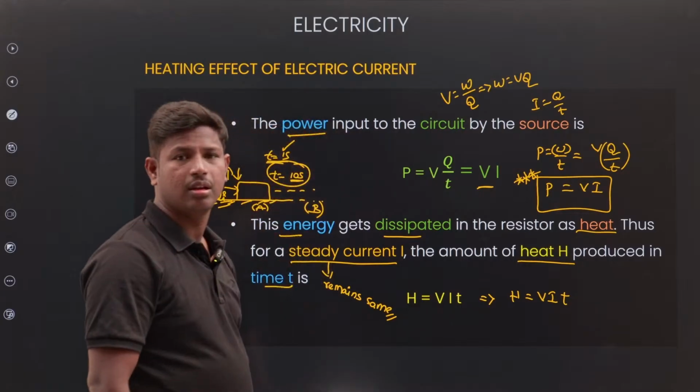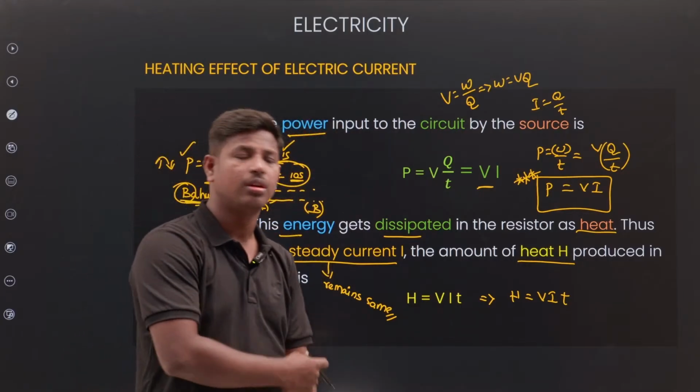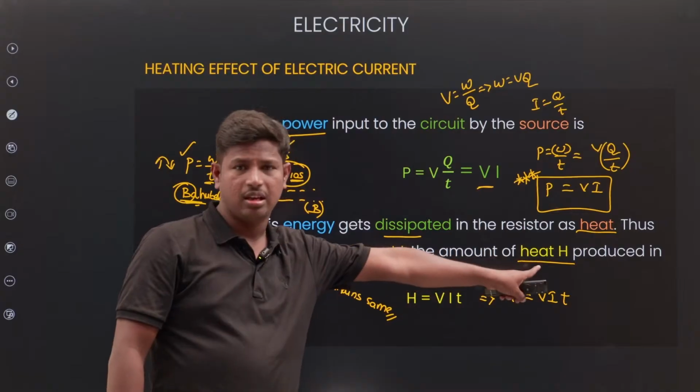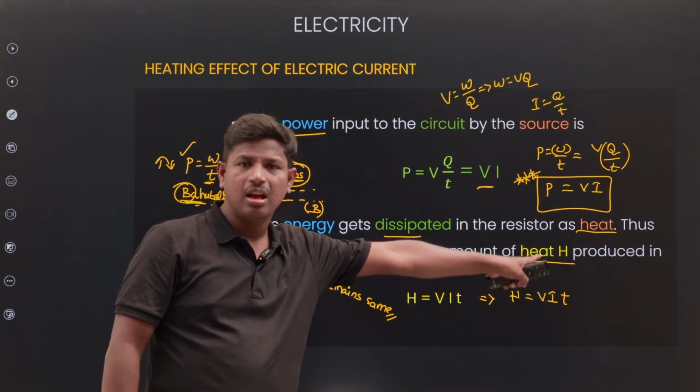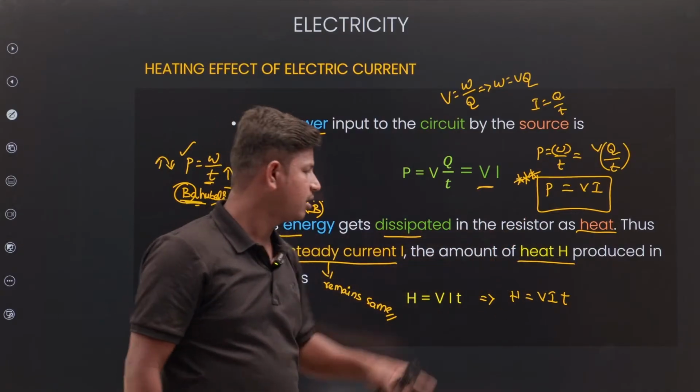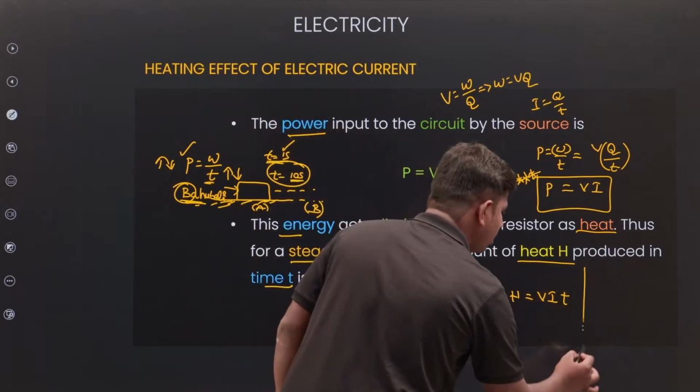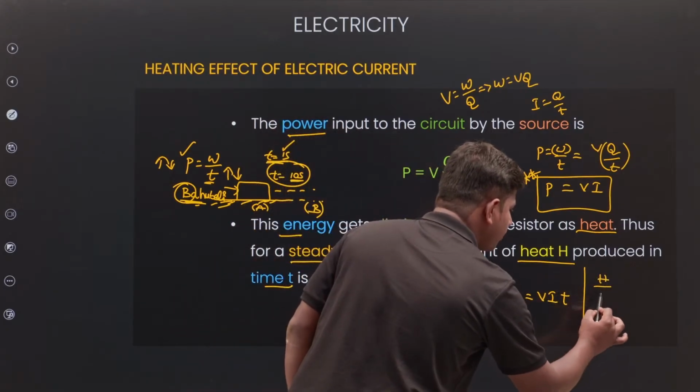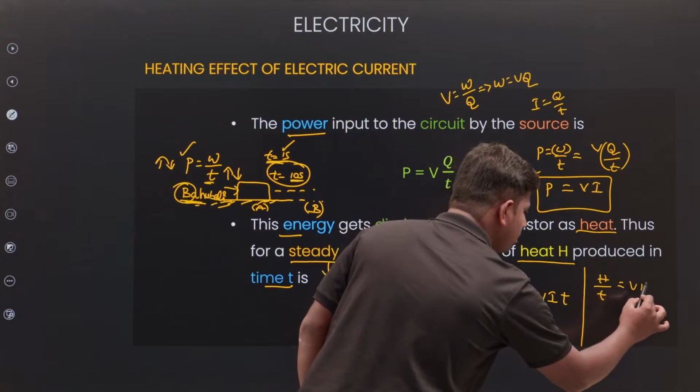Okay, heat. H is equal to VIT. It's a product of potential, current, and time. Or else write heat produced per time. That is equal to VI. That is equal to power.